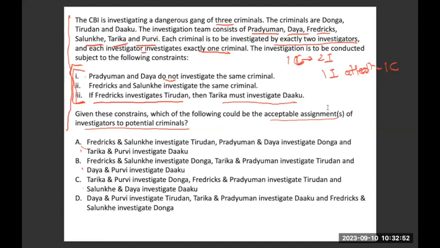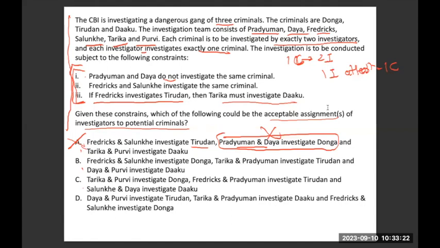In this case, one or more options is possible. Let's go from option to option. The first one says Frederick and Salunke are together. They investigate Tridun. Pradyuman and Daya investigate Donga. Here, because of the first statement itself, option A is wrong, because the first condition says Pradyuman and Daya do not investigate the same criminal. So A is wrong.